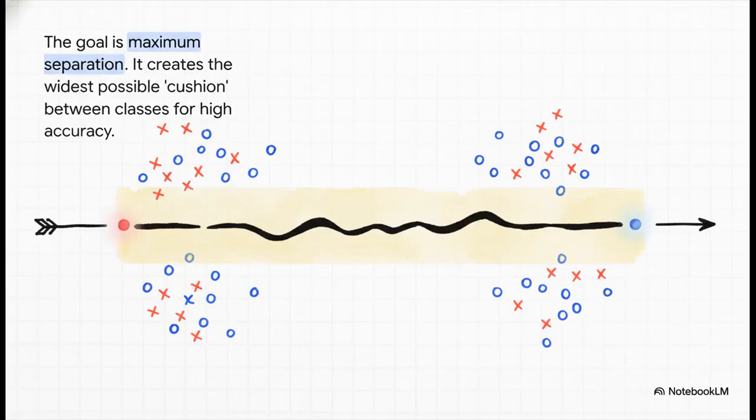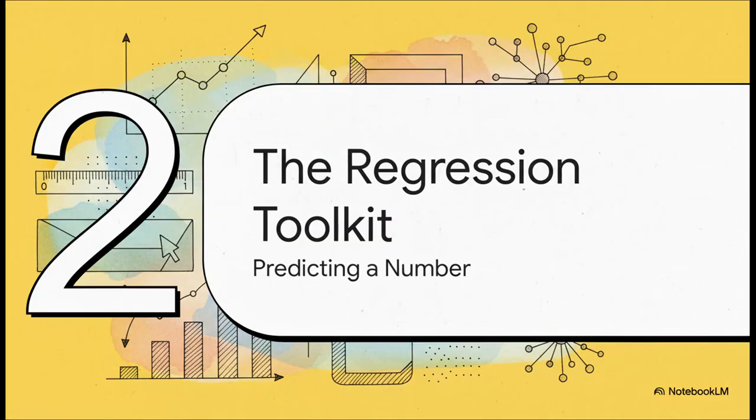And that's the whole point, to achieve the maximum possible separation. The SVM's goal is to create the widest cushion it can between the different classes. This is what makes it so incredibly robust. By making that gap as big as possible, it's much less likely to get confused by new data points that are kind of close to the edge. It's why SVMs are famous for their accuracy. All right, we've gotten pretty good at putting things into boxes and categories. Now, let's switch gears and open up the regression toolkit.